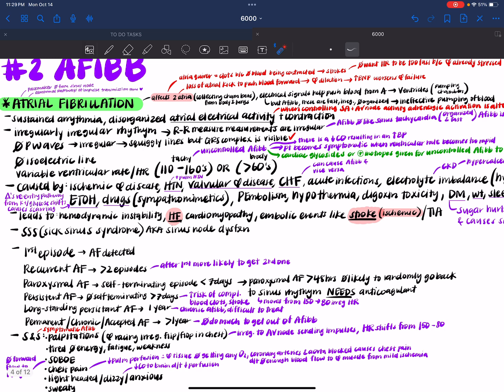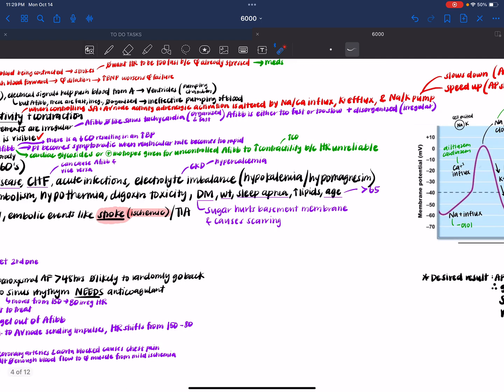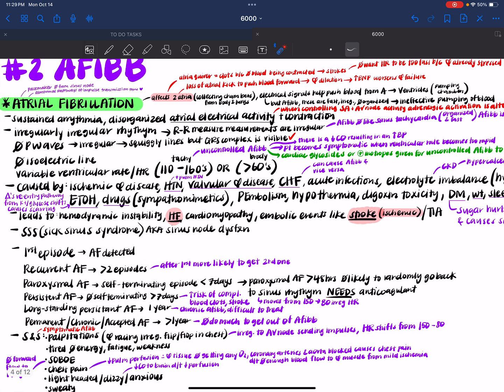Atrial fibrillation is caused by heart disease, hypertension like pulmonary hypertension, valvular heart disease. CHF can cause AFib and vice versa. So CHF can cause AFib and AFib can cause CHF. Acute infections, electrolyte imbalance, like let's say CKD, you have too much calcium, that's going to mess up the situation in your heart. Hypokalemia and hypomagnesemia also are a problem. Heart's reentry pathway from potassium and glucose shifts causing scarring.